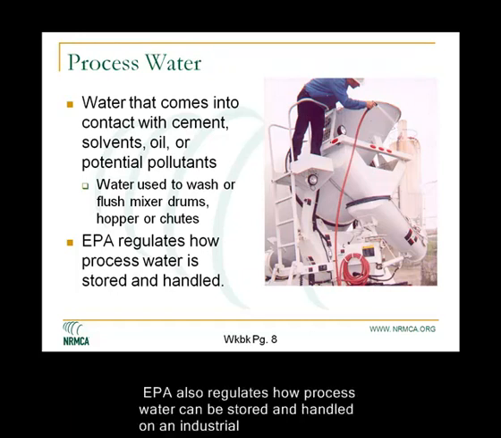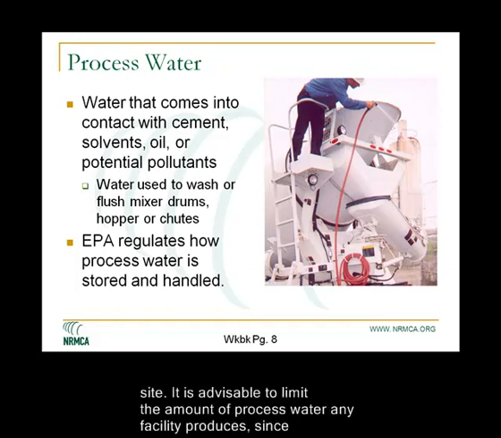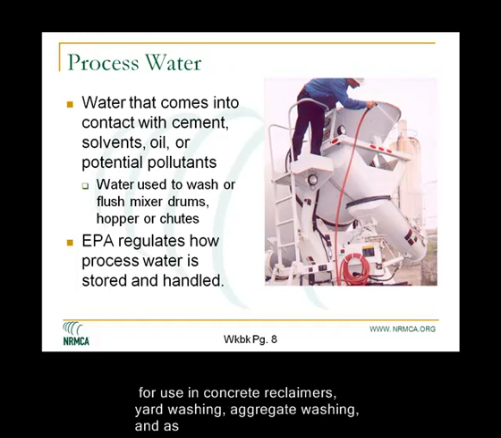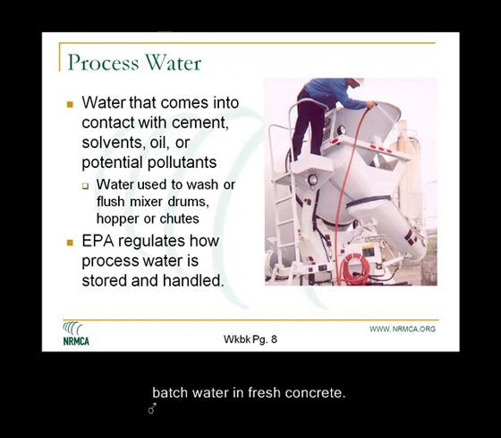The EPA also regulates how process water can be stored and handled on an industrial site. It is advisable to limit the amount of process water any facility produces, since it is expensive to treat and handle. Process water can be reclaimed and recycled for use in concrete reclaimers, yard washing, aggregate washing, and as batch water in fresh concrete.